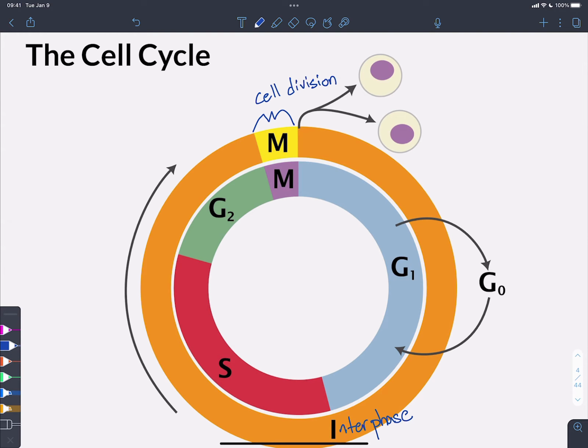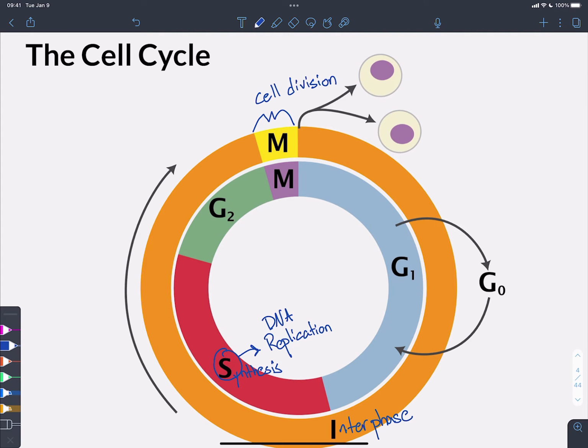Interphase is broken up into three major steps. I don't actually care if you know them or not. But one thing I do want you to know is that this S phase here, this is where replication occurs. If you don't remember what replication is, you probably want to go back and watch the video on nucleic acid structure. But this is where DNA replication happens. The S stands for synthesis.